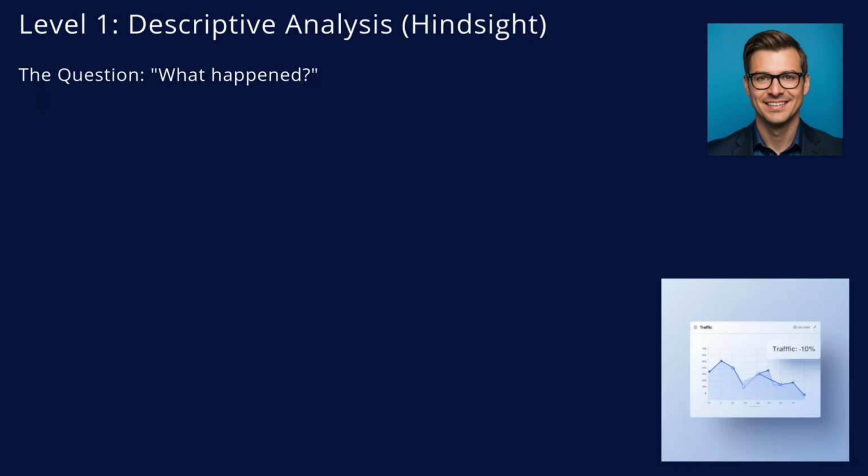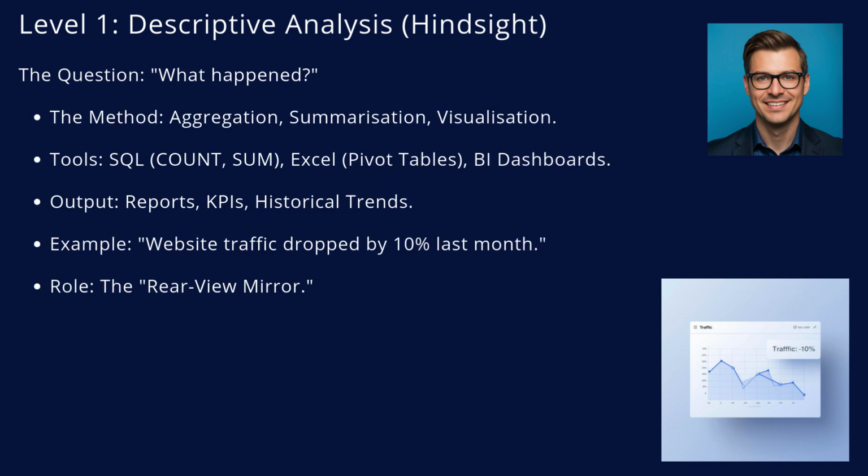Let's start at the base, descriptive analysis. The question is, what happened? This is the rear view mirror. You use techniques like aggregation and summarization. You use SQL count and sum or Excel pivot tables. The output is standard reporting. Website traffic dropped by 10% last month. This is vital. You need to know where you are, but it doesn't solve the problem. It just highlights it. S49 requires you to master this, but not to stop here.